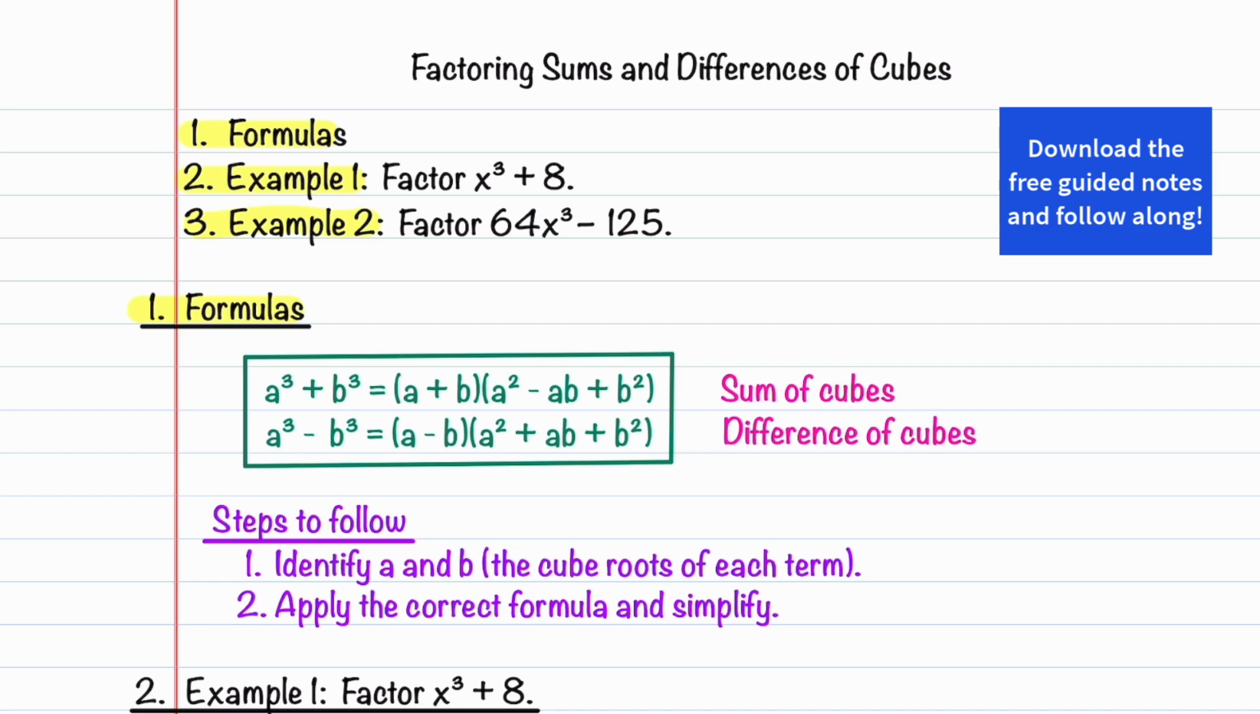I've written down both of the formulas that you'll need to use. The first is for the sum of two cubes, and then the second is for the difference of two cubes. Notice that when you have the sum of two cubes, you start out with a plus b, and then the middle term in our second group is negative. When you have the difference of two cubes, you start out with a negative, and then the term in the middle in the second group is positive.